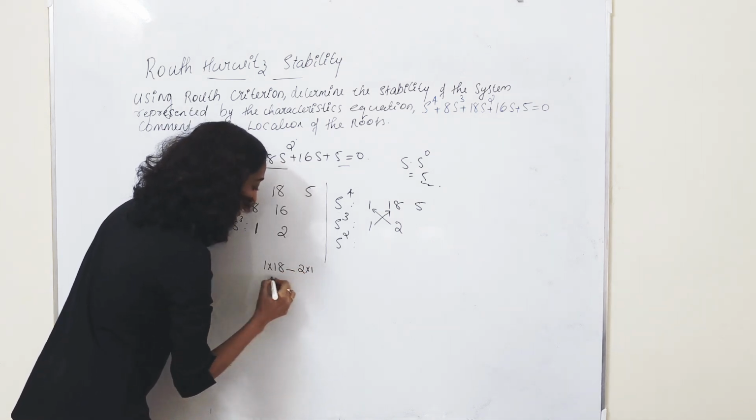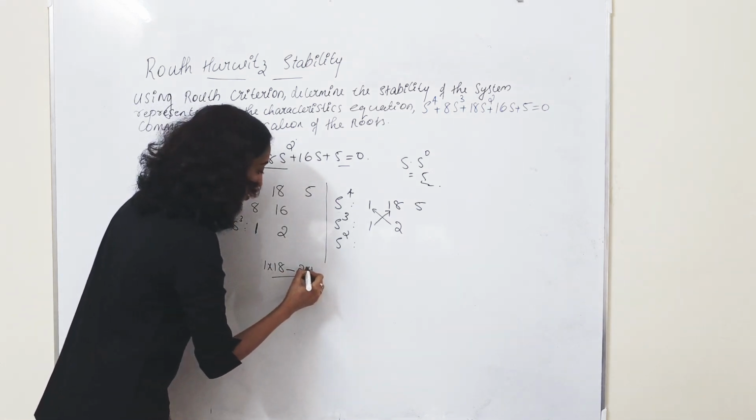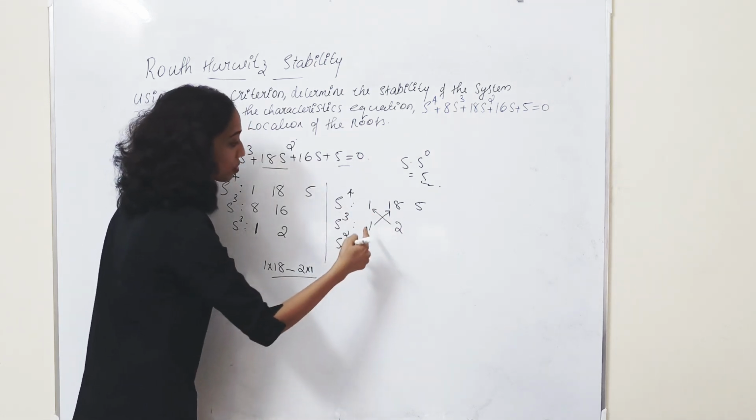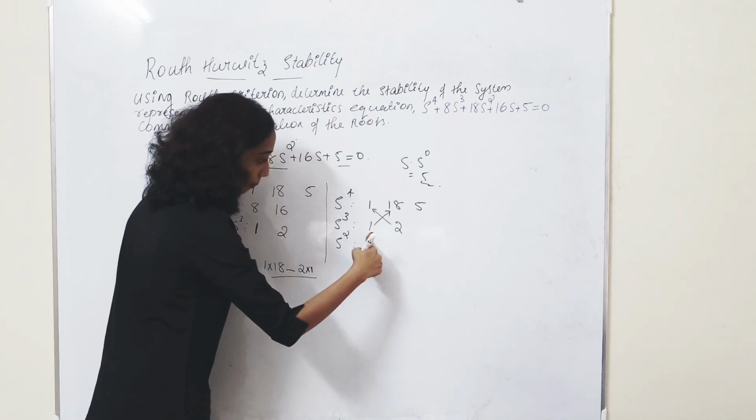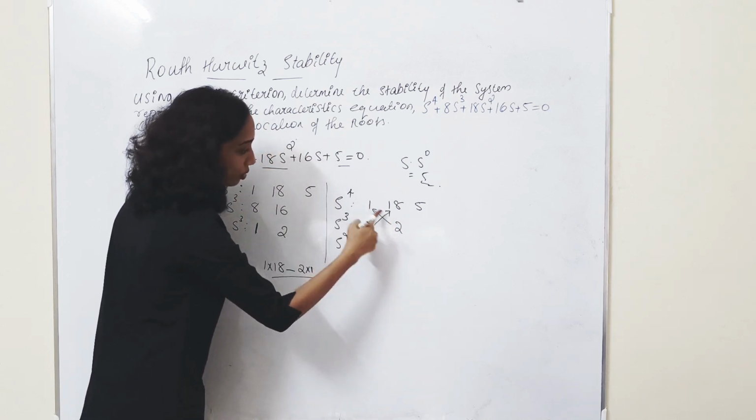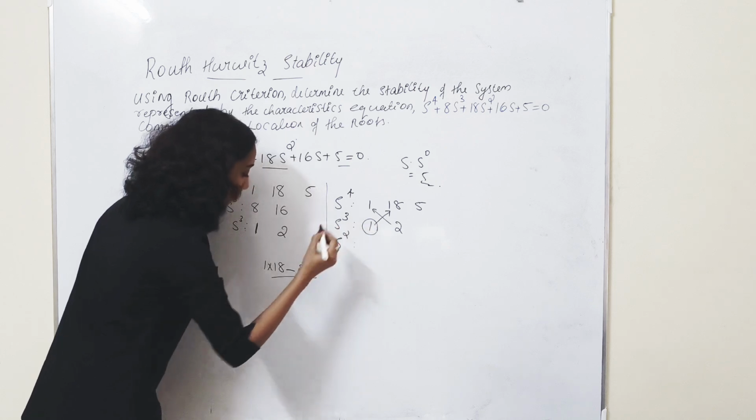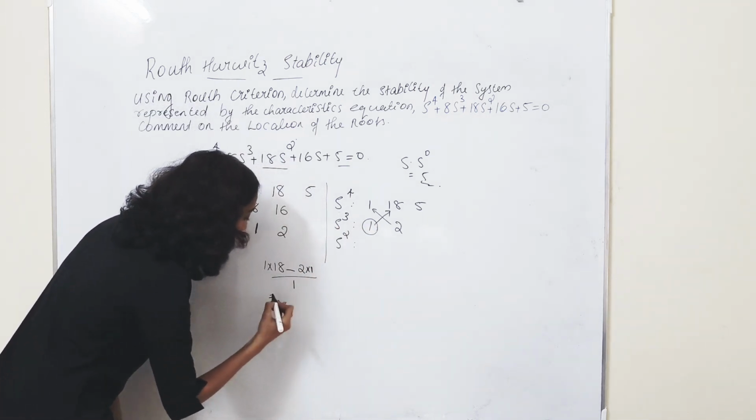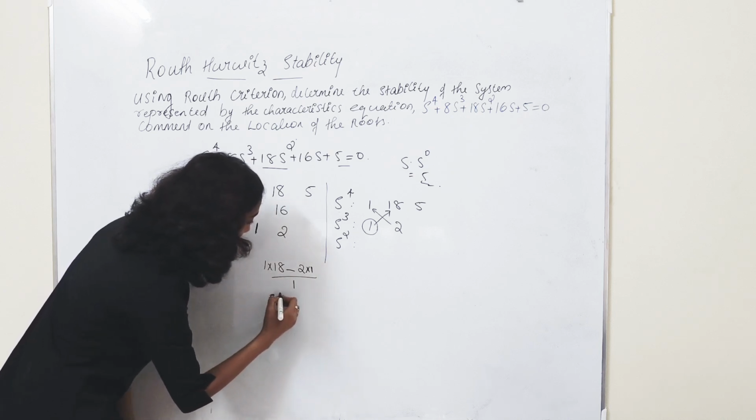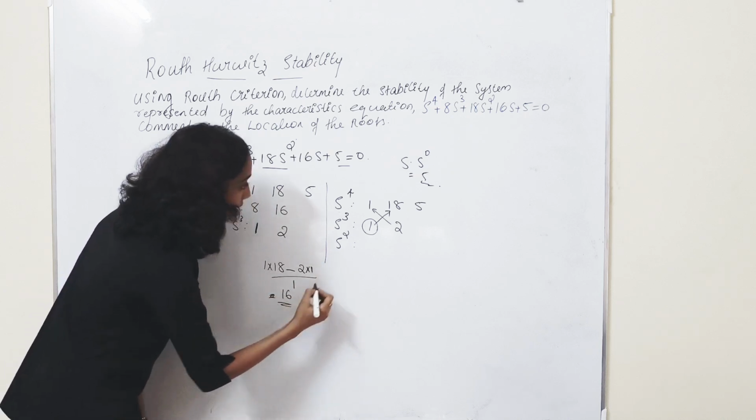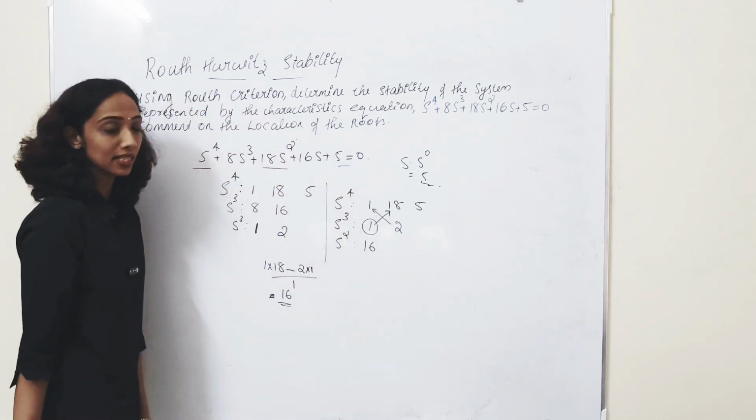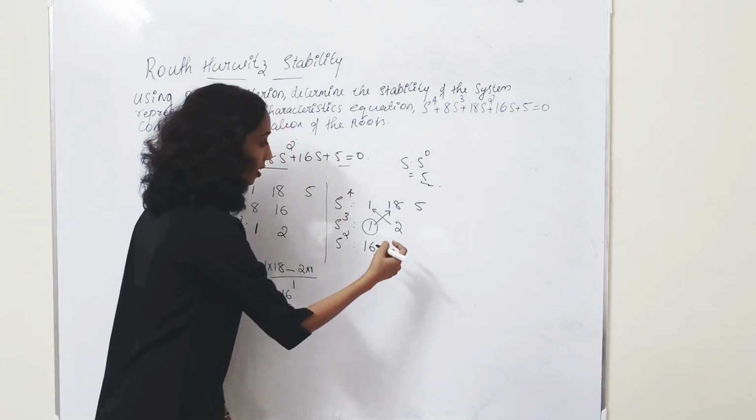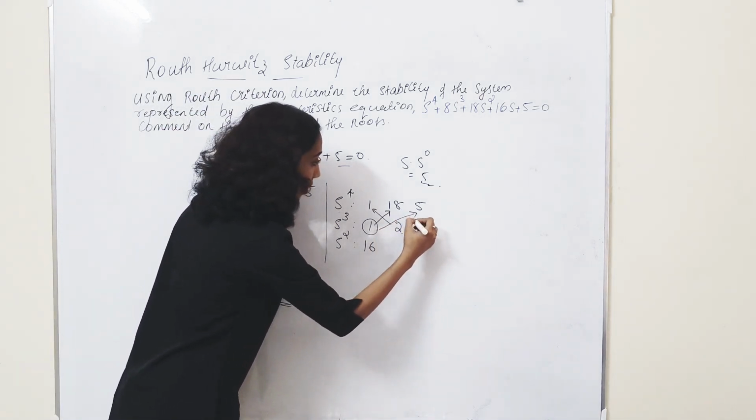Cross multiply. It's just like the determinant method. In determinant, we do this multiplication minus this multiplication. Here we do 1 into 18 minus 2 into 1, divided by this number. Divide by this number, and what will we get? We'll get 18 minus 2 by 1, which is 16, right? So I'll write the value 16 there in the place of s square. Then we need to find the next number here. For that, 1 into 5.